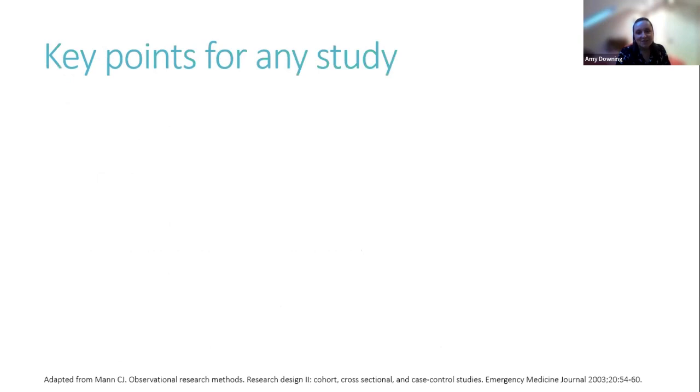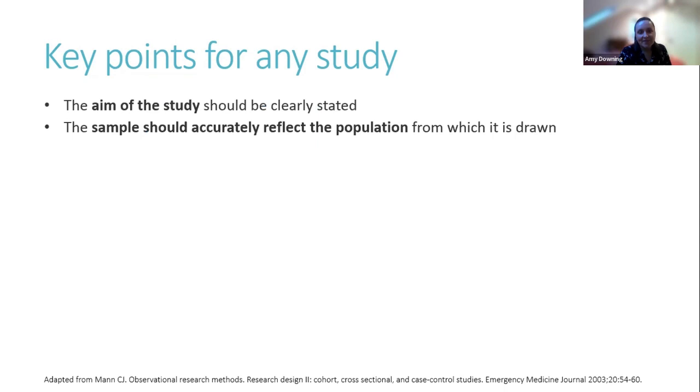I just want to finish by highlighting these key points that make up what you would be looking for if you're either designing an epidemiological study or appraising one or reading one. I think these give a nice summary of some of the main points that I've been trying to get across today. Firstly, the aim of any study should be really clearly stated. It should be easy to understand what they want to do and to appraise whether they have actually achieved that or not.